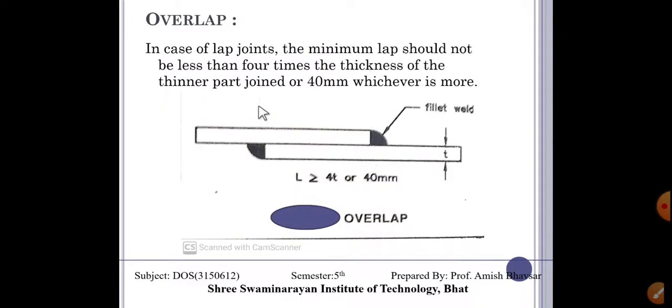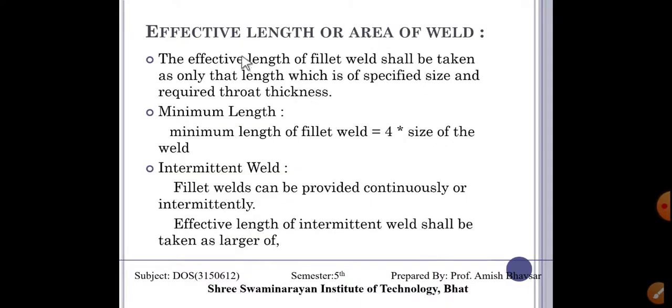Now overlap. In case of a lap joint, the minimum lap should not be less than 4 times the thickness of the thinner part or 40 mm. Means we have to take the overlap as minimum 40 mm, or the smaller thickness of the plate into 4 times. Whichever is more, we have to take that larger distance as the overlap. Clear?